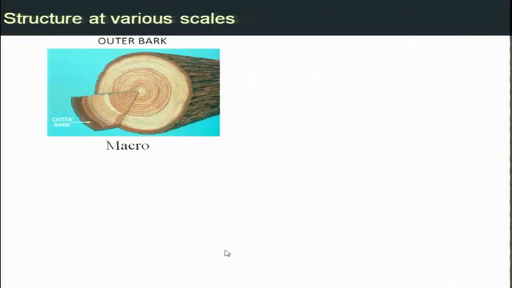Before we move on to the discussion on bonding, I'll just show you how the structure of materials is important. This is the structure of materials at various length scales. If you look at a tree, for example, this is the cross section of a tree. You can see these rings in the bark of a tree. This is something which is visible with the naked eye. This is called a macrostructure, which means the length scales which are beyond the resolution of the eye. The eye can resolve, for example, a hair, which is a few microns in size. Anything which is bigger than that is basically a macrostructure, something which you can resolve with your own eye.